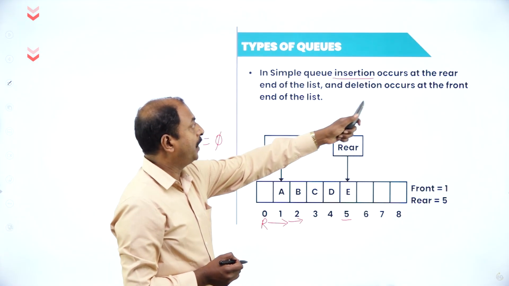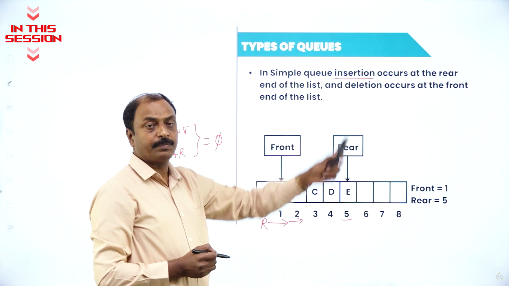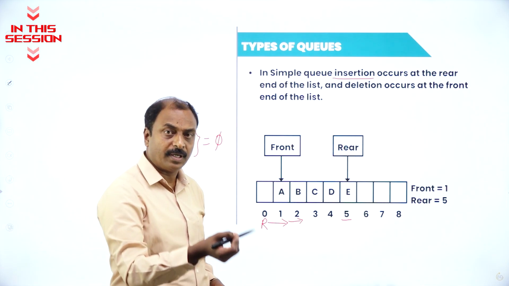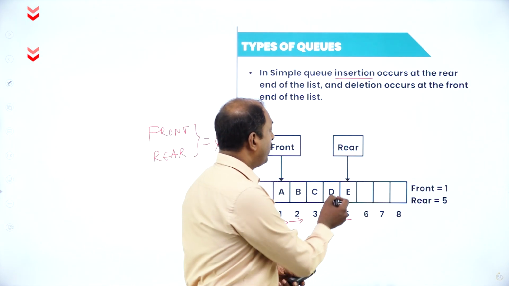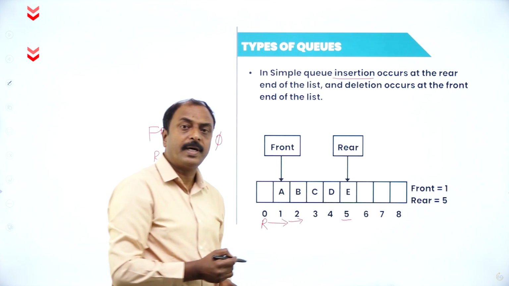Where is the pointer where insertion takes place? Now we want to insert one more element into a queue. We have to increment the rear pointer by +1.